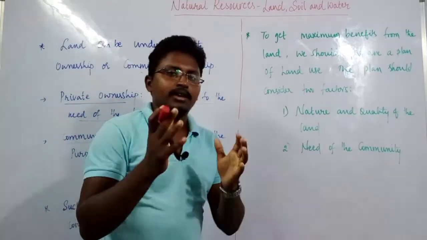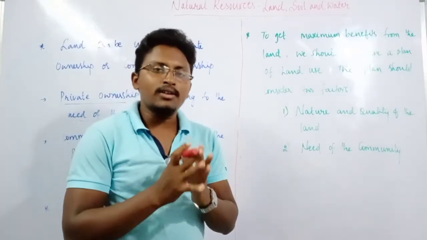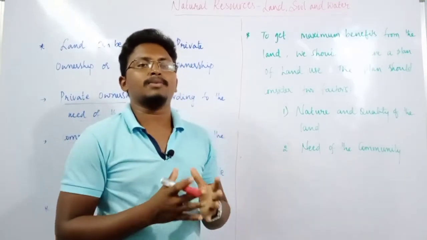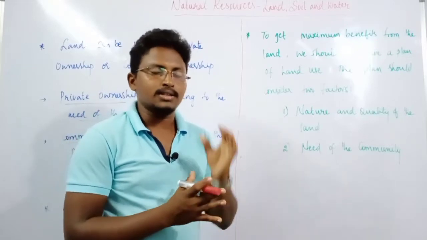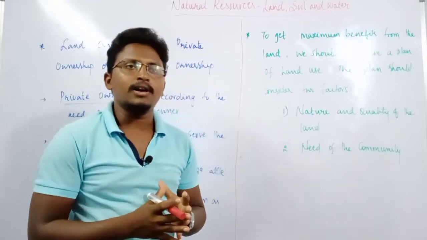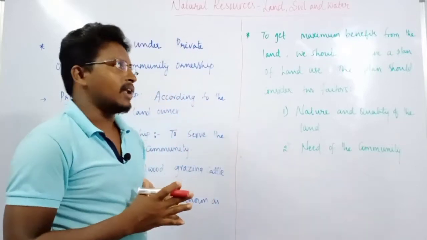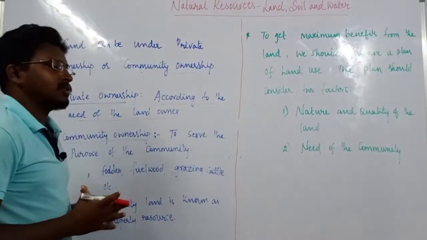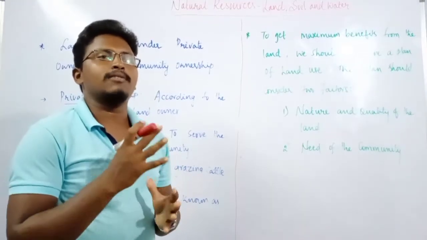That means an individual, for suppose he is having a land of 1 acre, he can use that land for various purposes according to his will, according to his wish. He may use it for construction of a house, or he may use it for cultivation, or for some other purpose. So when an individual owns any kind of land, we call it private ownership, and they can use that land according to their will and wish.